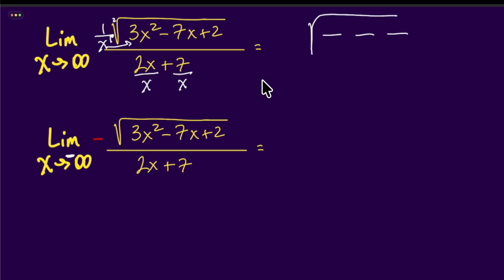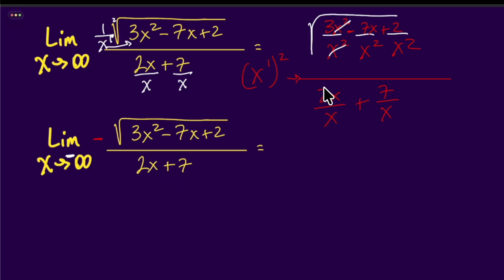Okay, moving on here, if we write our three terms, 3x squared minus 7x plus 2, don't forget that x to the first on the outside gets squared. When you go in, you get bigger, and it becomes x squared inside the radical. In the denominator, we're going to have 2x divided by x plus 7 over x. Here in the radical, x squareds are going to cancel out. That's going to go to 0. That's going to go to 0.